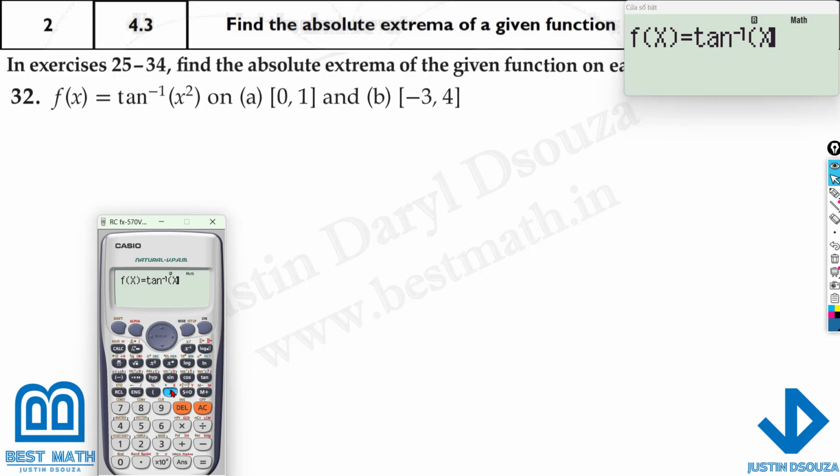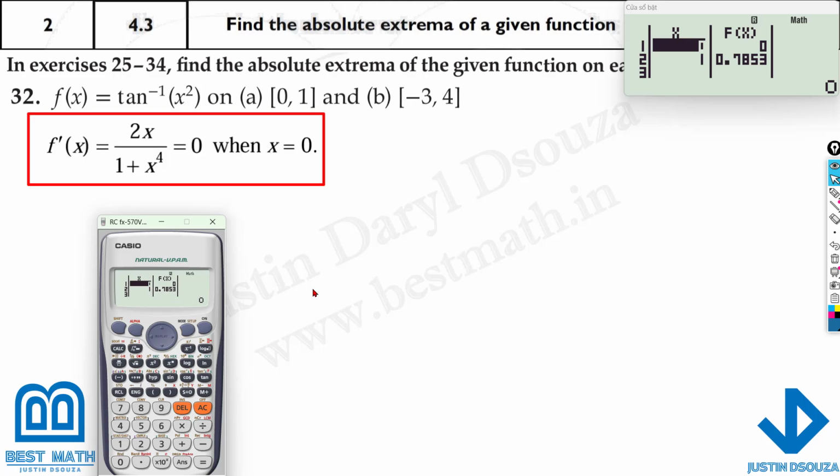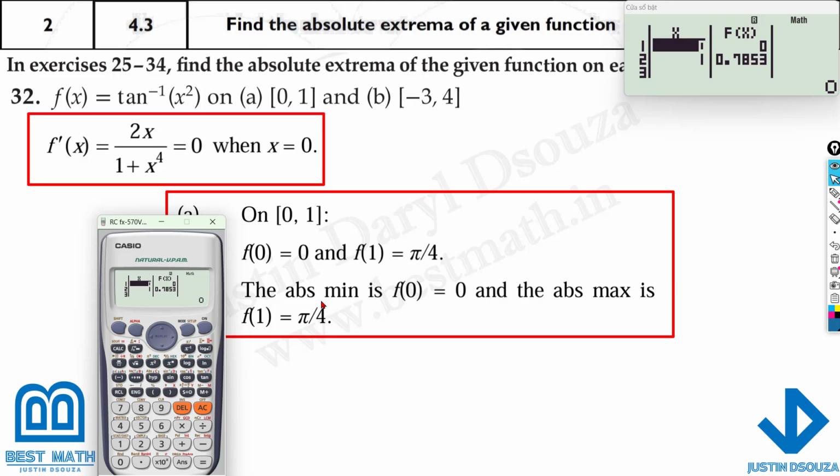And then you press x squared, and then close the bracket. And here we have the limits 0 to 1, and step is 1. Here, which is minimum and which is maximum? Minimum is 0. As you can see, the absolute minimum is 0. And maximum is 1. That is pi by 4 or 0.785. This is equal to pi by 4.